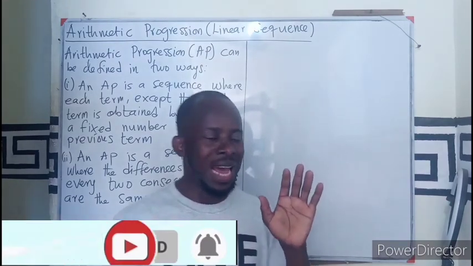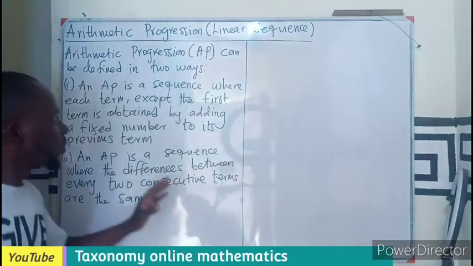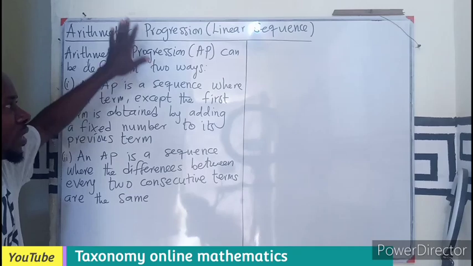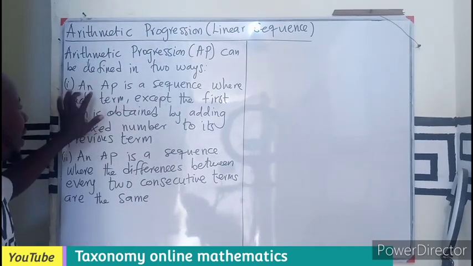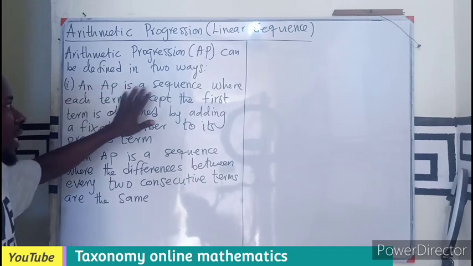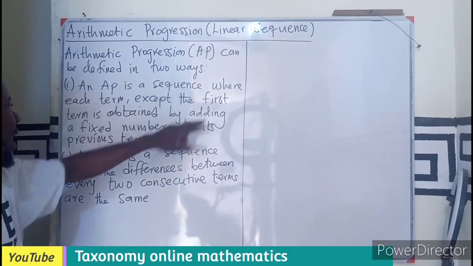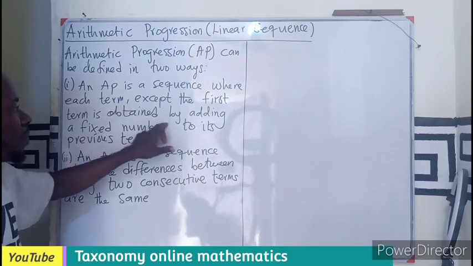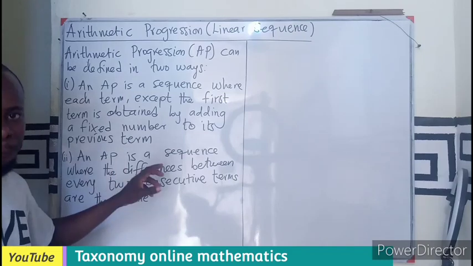So, under arithmetic progression, we are saying that the definition of the term can be in two forms. As in one, an arithmetic progression is a sequence where each term except the first term is obtained by adding a fixed number to each previous term.